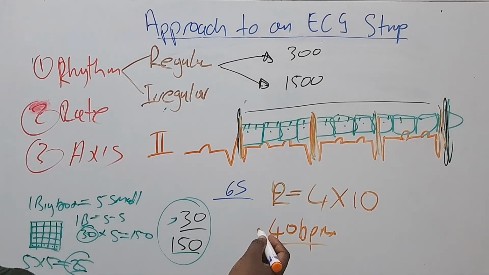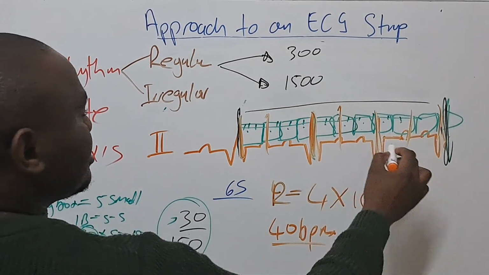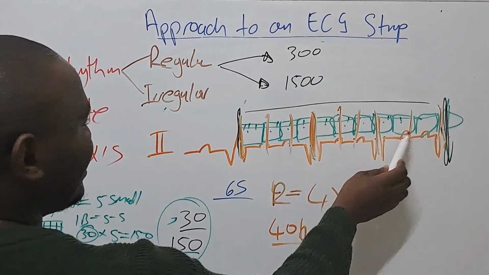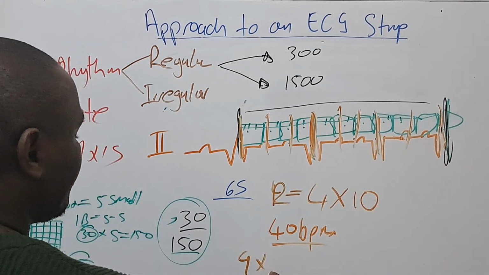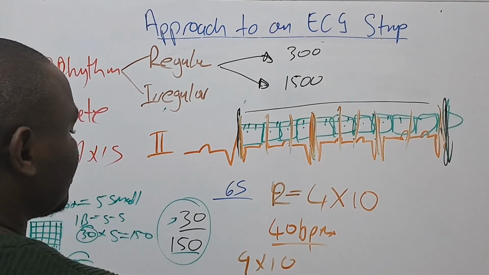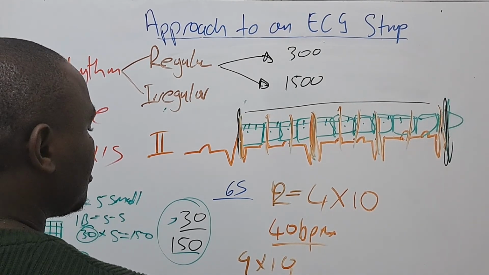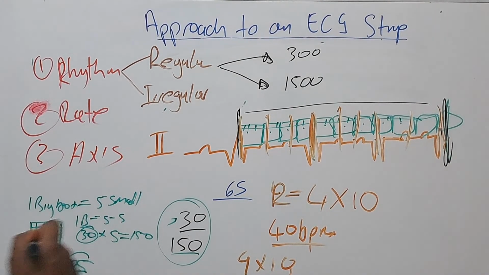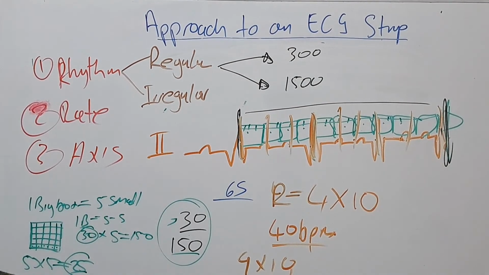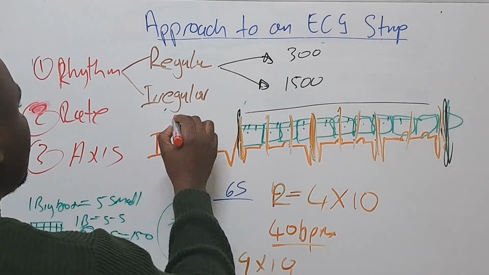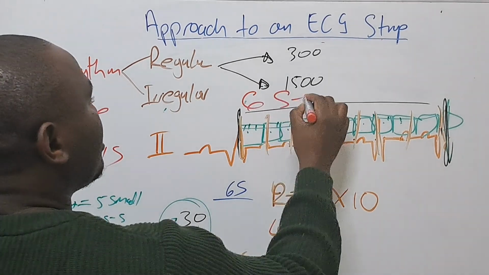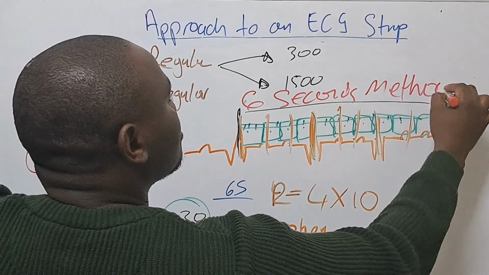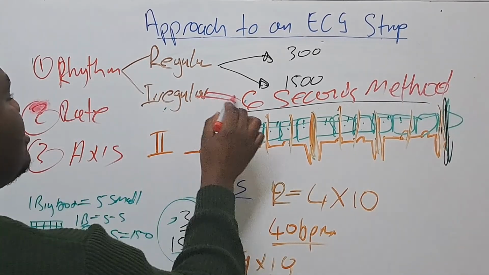Let's say these are the R waves that we have. So this is 1, 2, 3, 4, 5, 6, 7, 8, 9. So it's going to be 9 times 10, which is 90 beats per minute. So this is what is called the 6-second method, used when the heart rate is irregular.